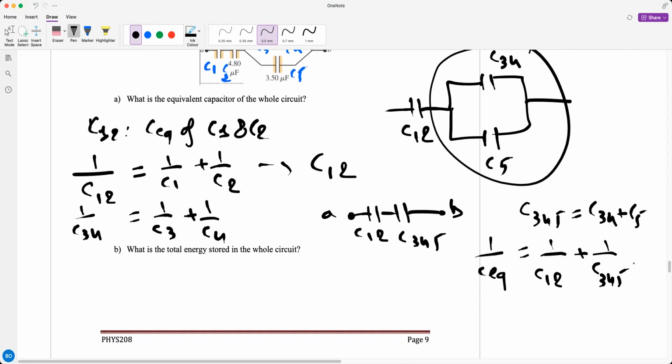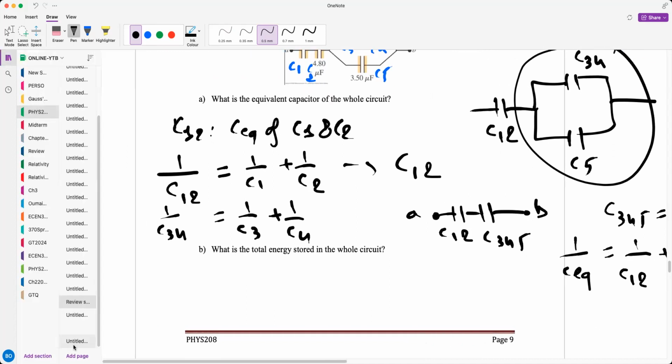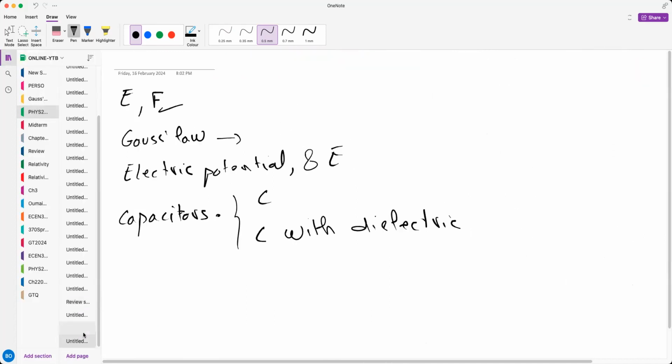Yes, Professor. Okay. So this is how, as I mentioned, please do not make this mistake. When I give you, let's say, this is C1 and C2.